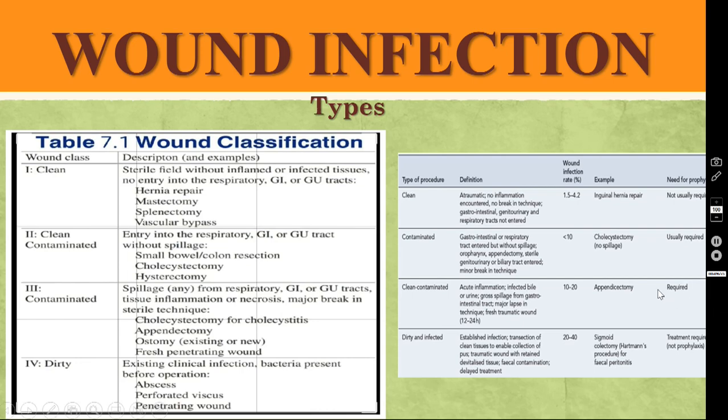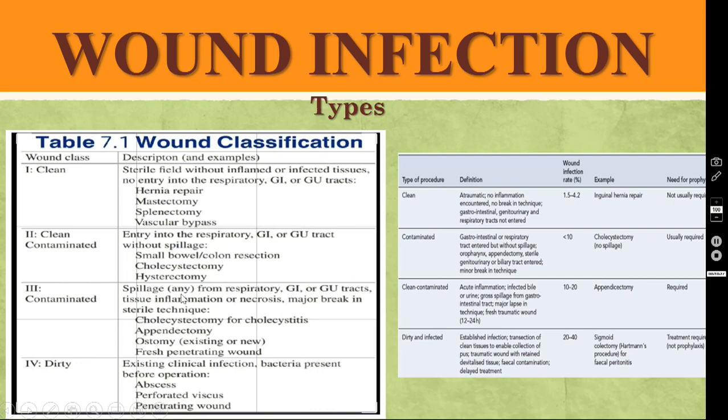So usually we give a third generation cephalosporin for gram positive, gentamicin for gram negative, and metronidazole for anaerobic infection. This is the triple antibiotic. You have to give the first dose 1 hour prior to surgery, and the second and third doses 8 hourly. This is for clean contaminated wound.